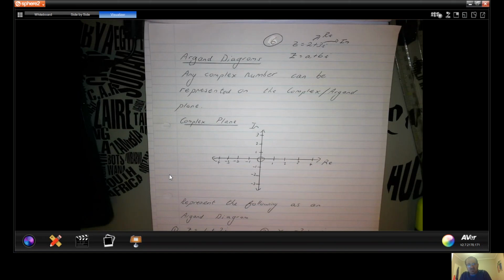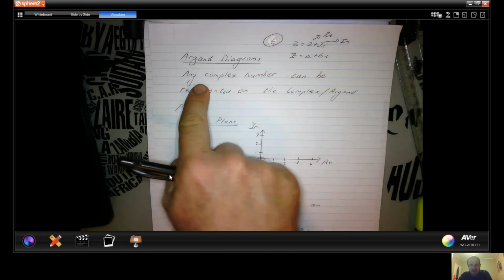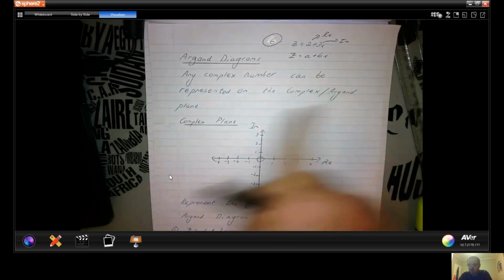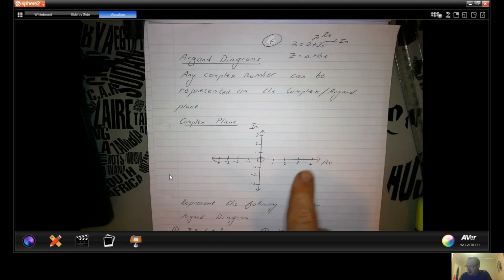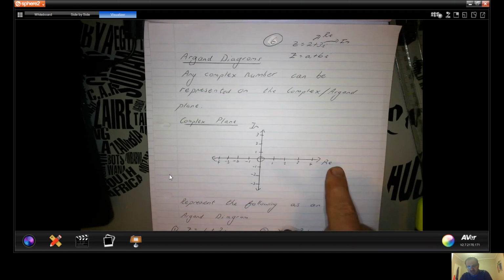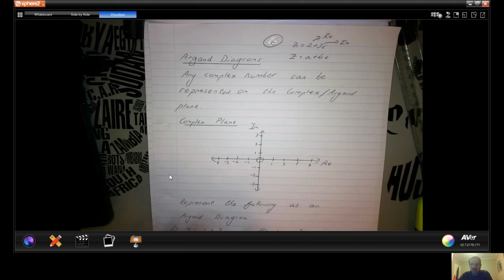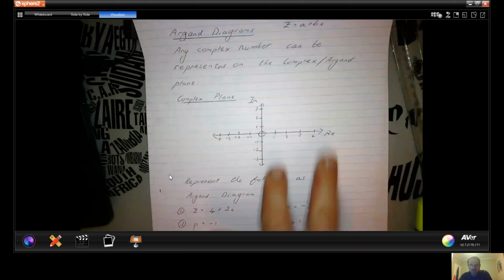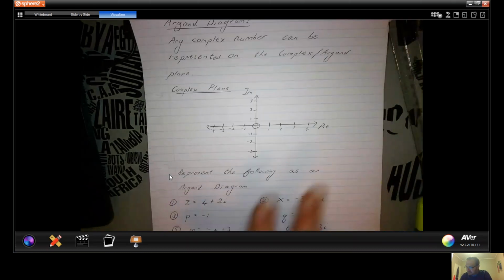Any complex number can be illustrated as an Argand diagram, and an Argand diagram is drawn on the complex plane. It says any complex number can be represented on the complex or Argand plane. Instead of calling this the x-axis, sometimes they do, but I always label it like this. The real part of the complex number is illustrated over here, and the imaginary part is illustrated over here.